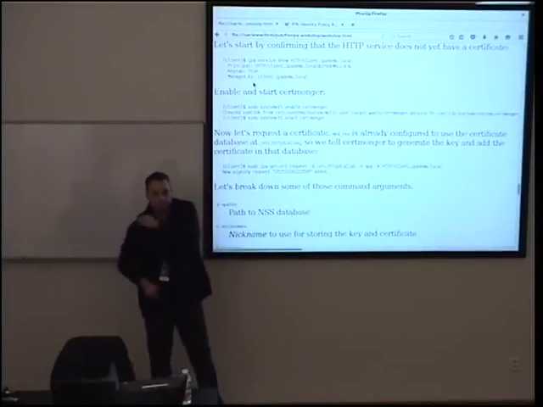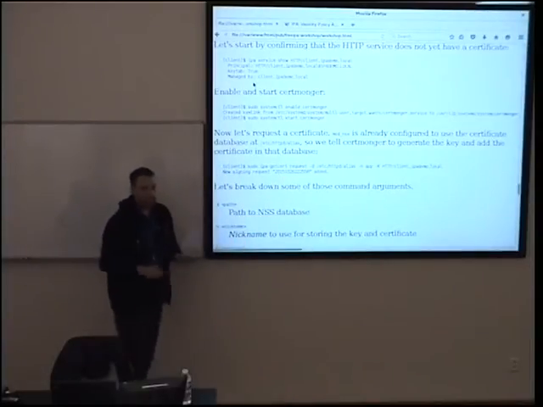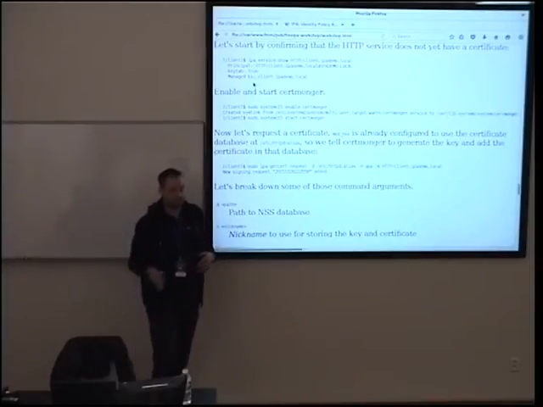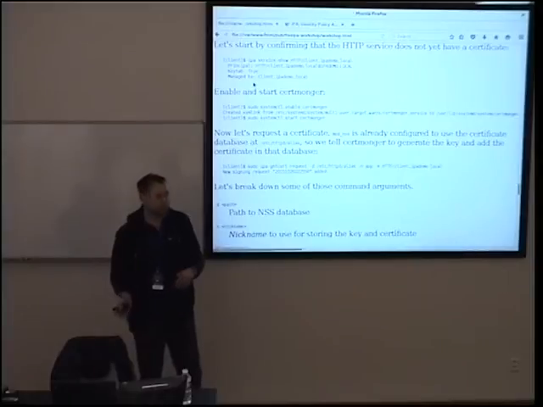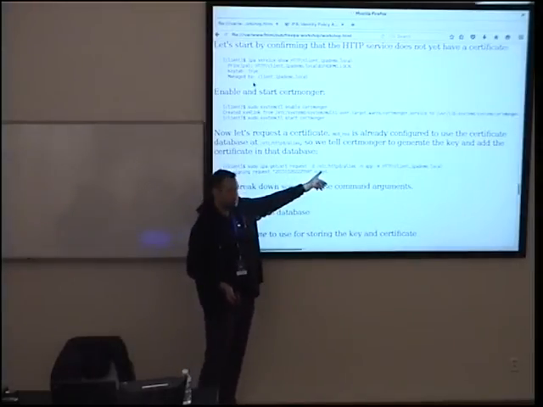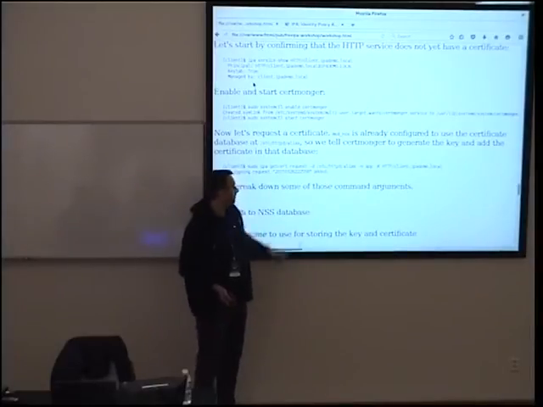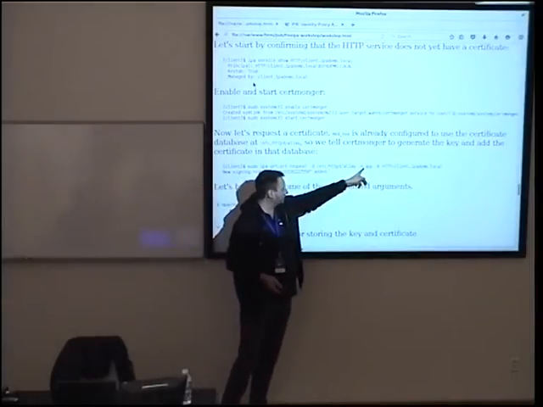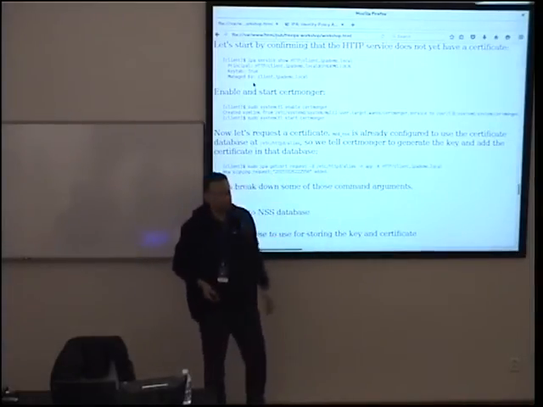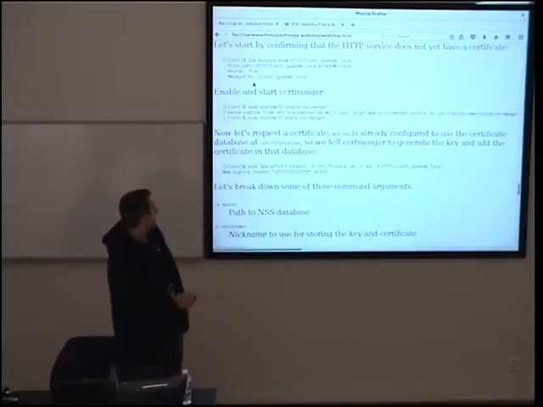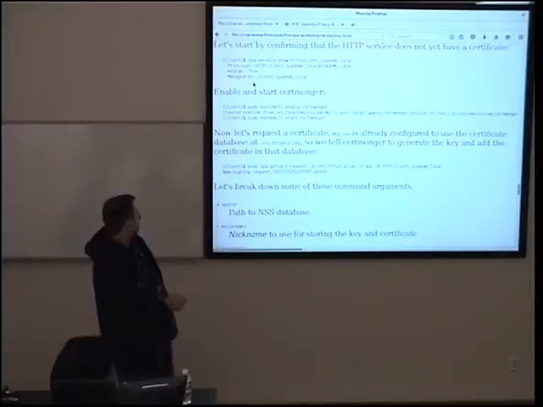Instead of using plain text files, I just say Apache is already using an NSS database, so why not just store the new certificate in this NSS database? And that's what I say here. This is the location where this database is stored. This is a nickname, and I want to have a certificate for this service principal. And then a request is issued.